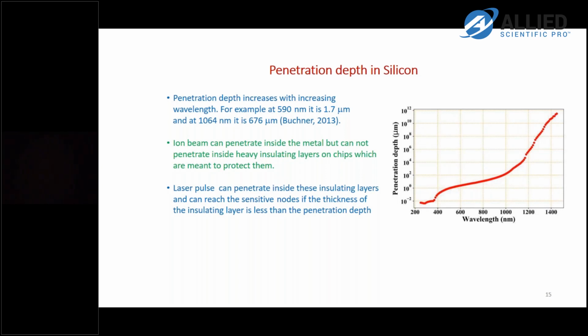So laser pulse can penetrate inside these insulating layers, but one has to make sure that the thickness of the insulating layer is less than the penetration depth of the laser. If the thickness of the insulating layer is more, then one has to do some polishing and basically remove some of the material so that it becomes less. So thinning is required, basically. Thinning and polishing is required if the insulating layer is too thick, because otherwise the beam, in case of single photon absorption, which I'll describe later, would not reach the sensitive part.